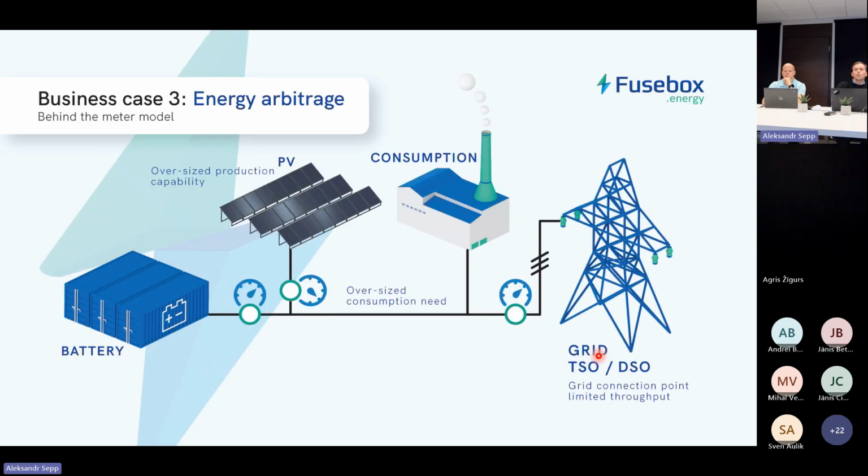So we will be talking about the case where we have a consumer, a production unit, and a battery on one site. They have a grid congestion issue, so we need to monitor both before and behind the meter. Really, our platform does not only do energy arbitrage, but also makes energy distribution within that system.